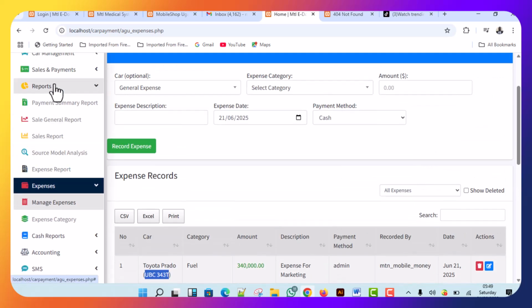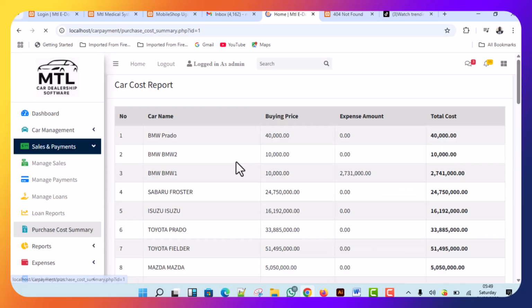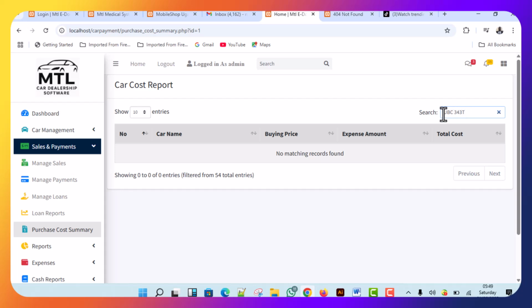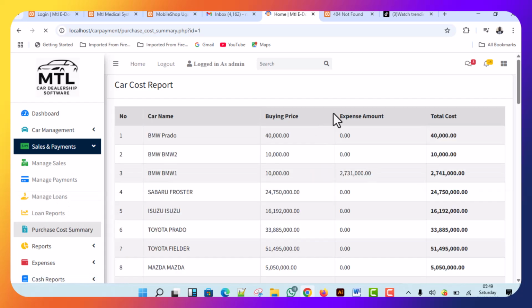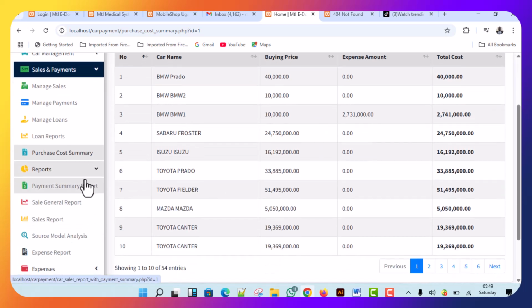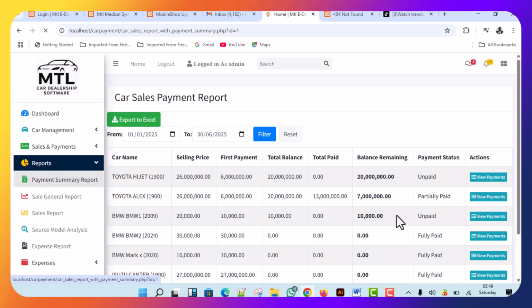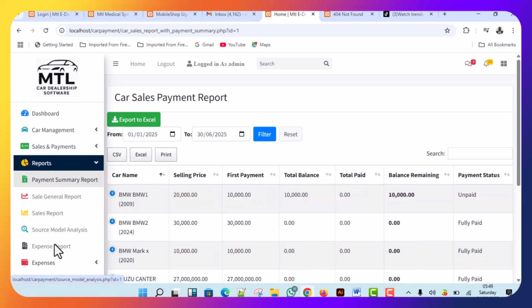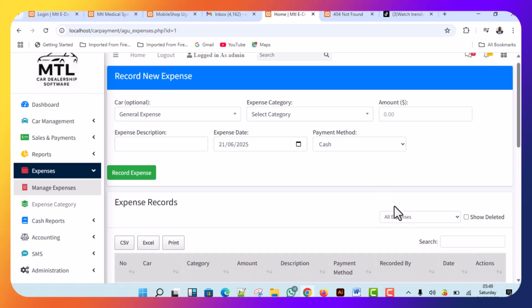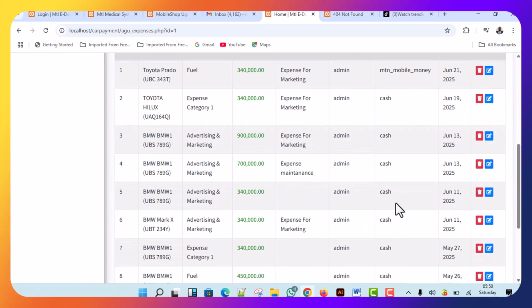So let's go back and look at that car. It's not yet there, but it will be there. So that is expenses, and that's how they are recorded.